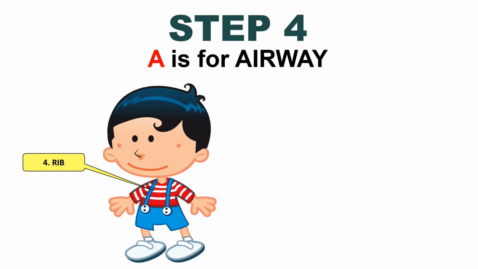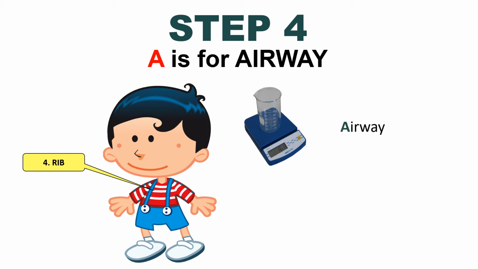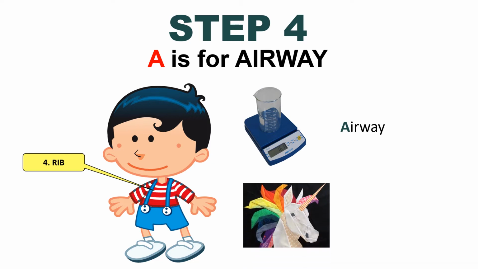Step 4. A is for airway. Pointing to your rib, say 4 rib. Can you remember what was attached to your rib? That's right, a beaker full of air being weighed on a scale. This represents airway. The next image was the head of a unicorn as a quilt. The quilt represents tilt. Head tilt.